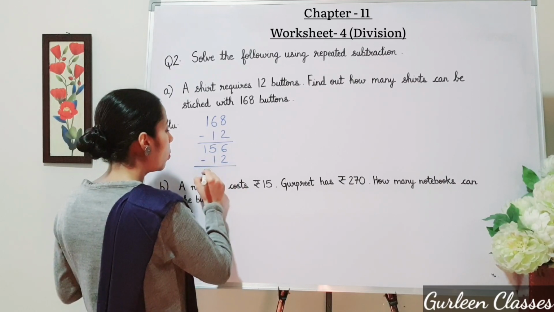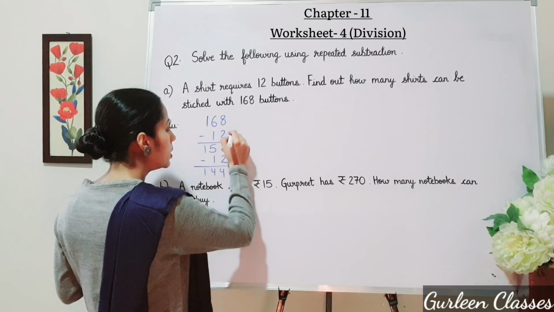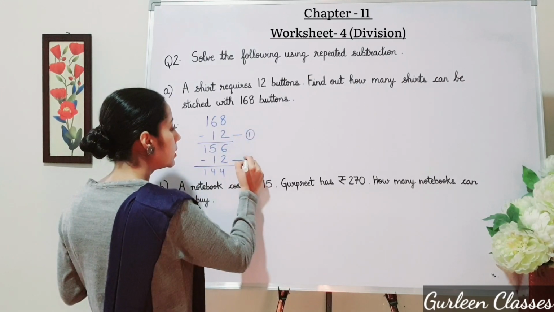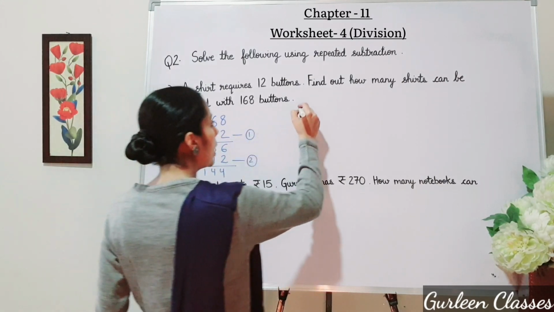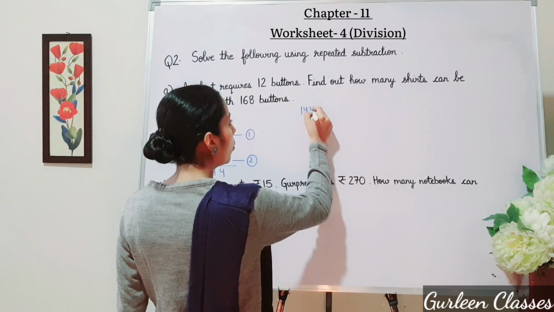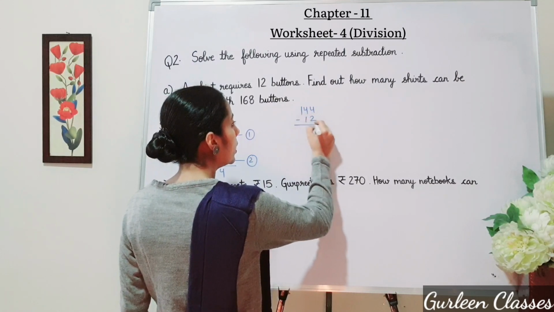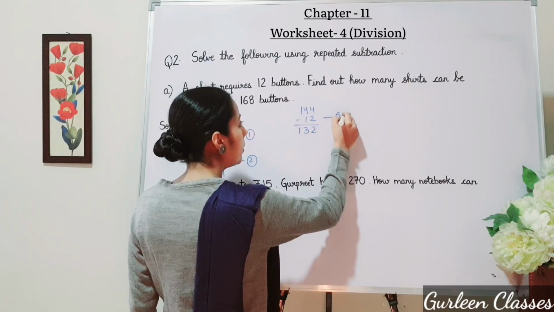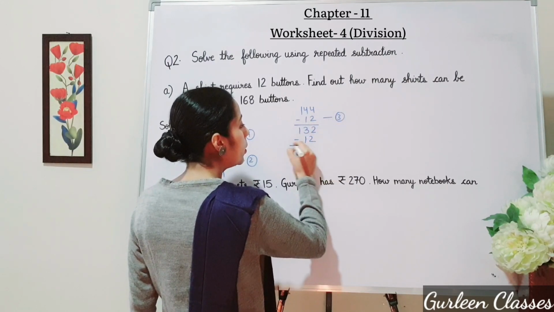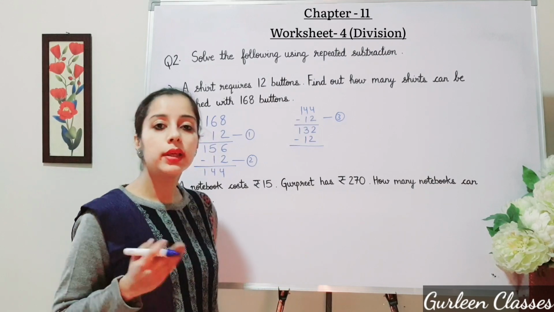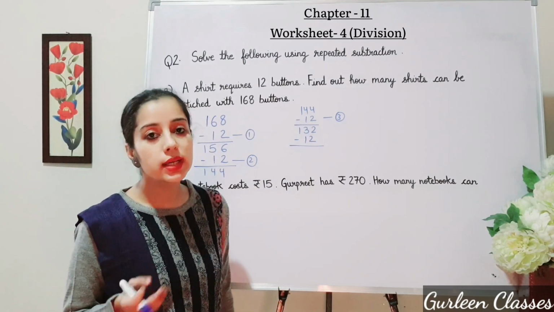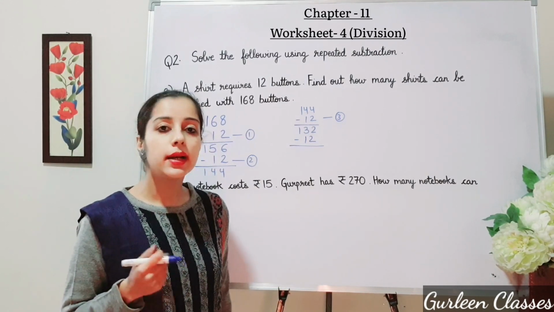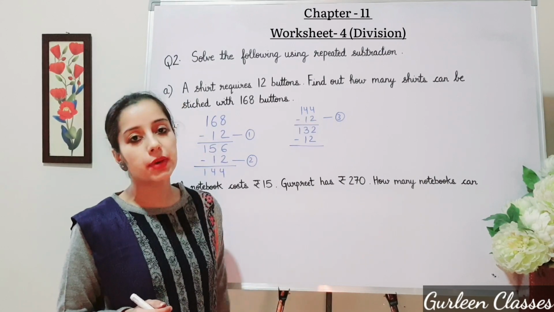It will be 144. So this is one time. This is second time. Now 144 minus 12, it is 132. This is third time. Till the time we do not get remainder 0, we'll keep on subtracting. Though it is the lengthiest process, let us do one question by repeated subtraction.